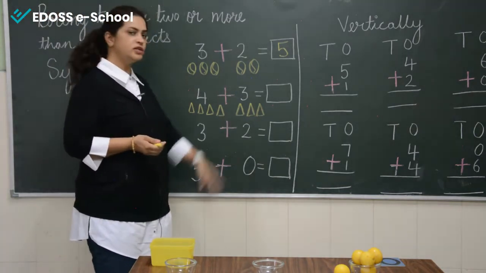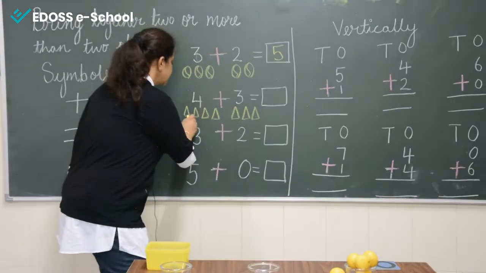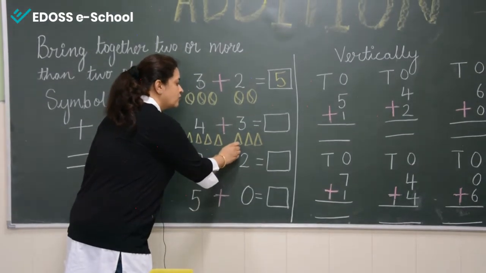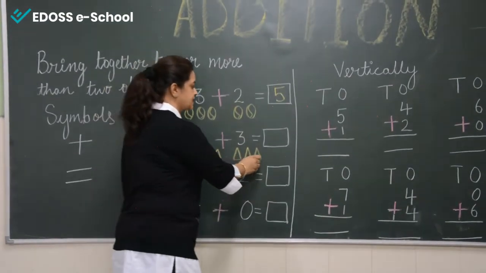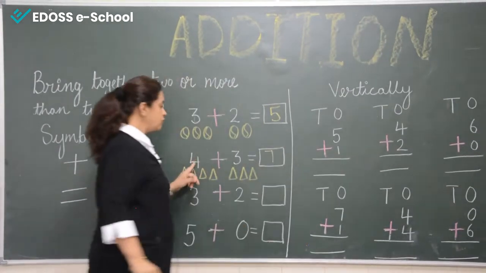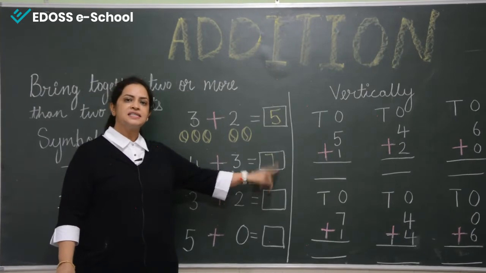So what should I do? I have to count them together. Okay, so let's get started. 1, 2, 3, 4, 5, 6 and 7. So 4 plus 3 is equal to 7.